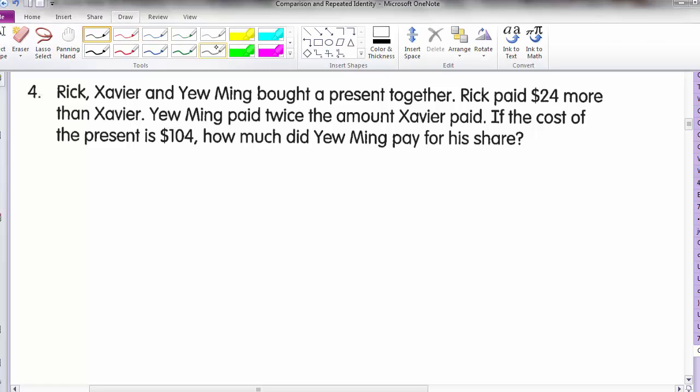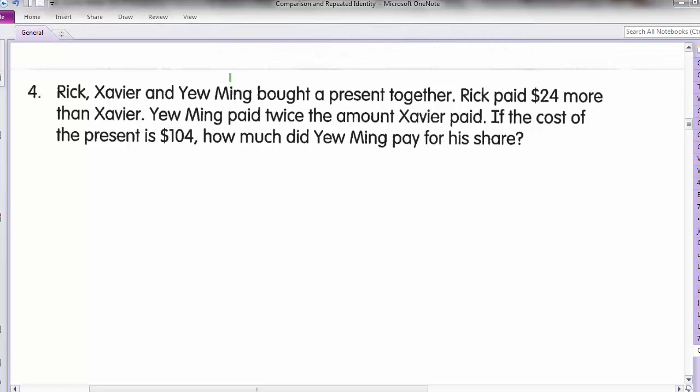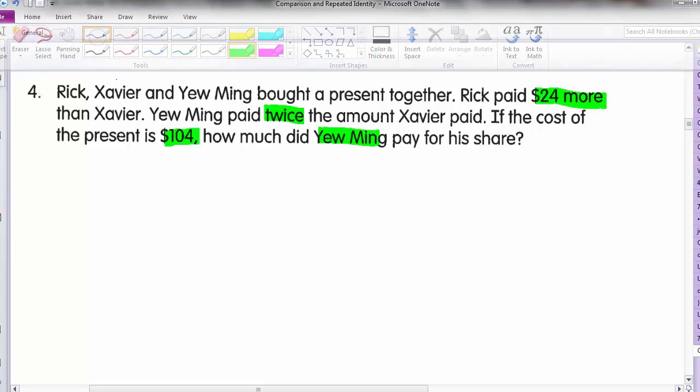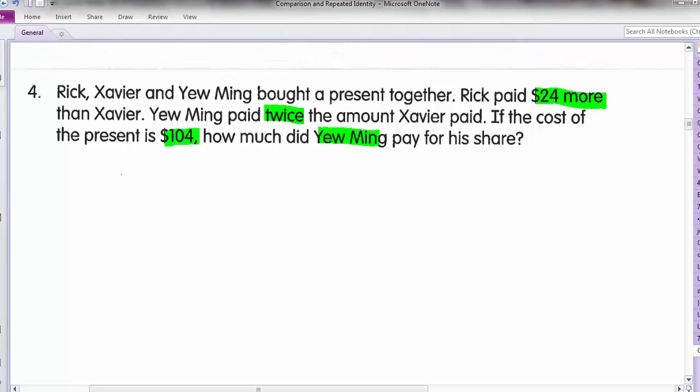Right, question 4. So same thing, Rick, Xavier, Yumin. So now Rick paid $24 more, and Yumin paid twice the amount. Cost is 104. I want to find Yumin. Okay, so let's draw this. So again, Rick paid $24 more. So Rick and Xavier, because Rick paid $24 more than Xavier. So whatever Xavier has, Rick also has 1 unit, but he has $24 more.